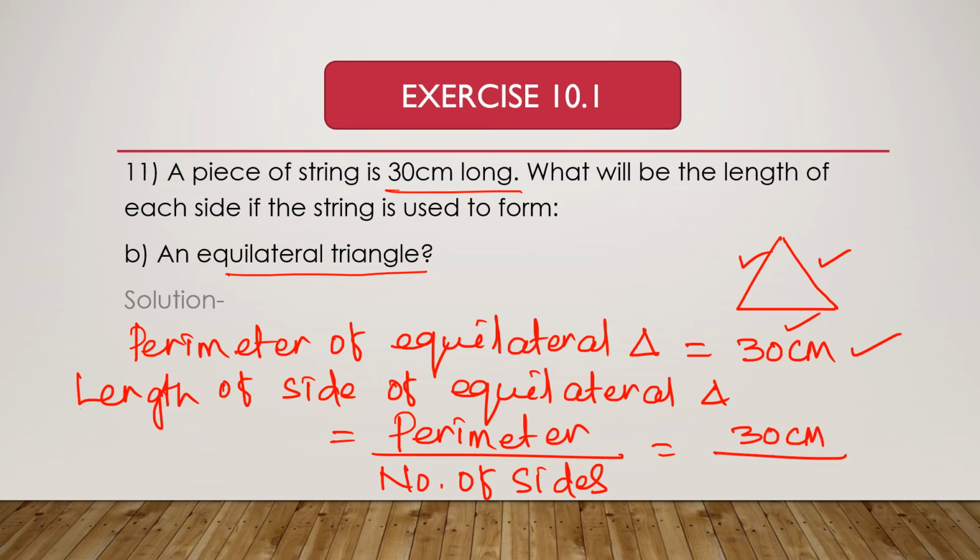In an equilateral triangle, there are 3 sides. So 30 centimeter divided by 3 is 10 centimeter. So the length of each side if the string is used to form an equilateral triangle is 10 centimeter. So the length of the side of the equilateral triangle is 10 centimeter.